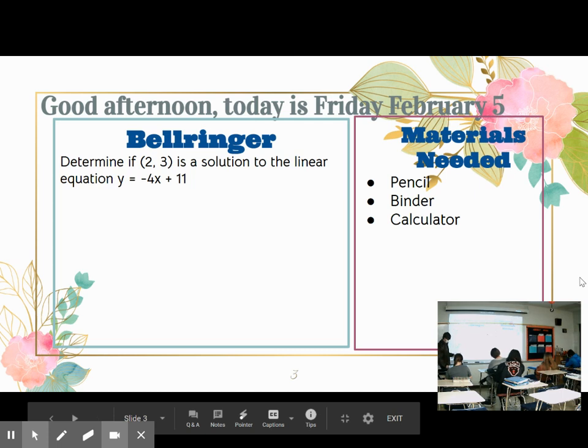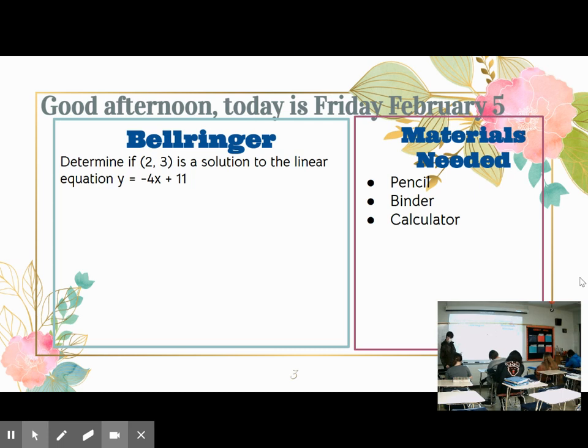Austin's going to explain to us how he did the bell ringer. Let's pay close attention, in case anybody made a mistake. Austin, go ahead. And make sure you read the numbers and stuff out loud, because those on Google Meet cannot hear or see what's written on the board.